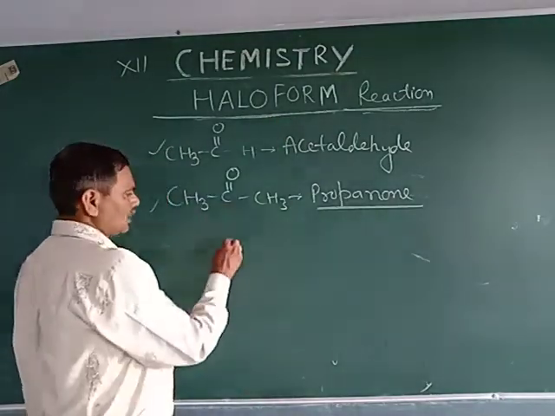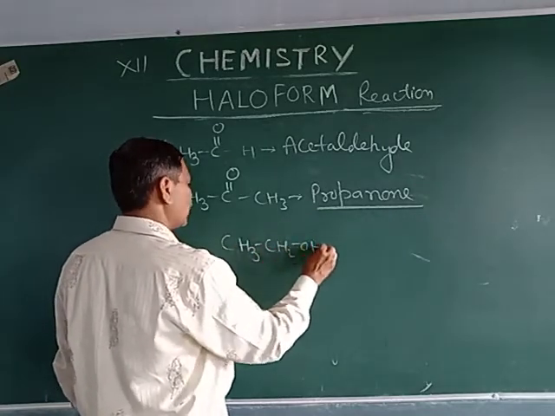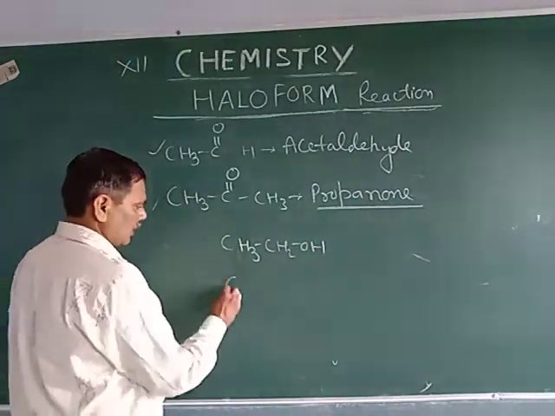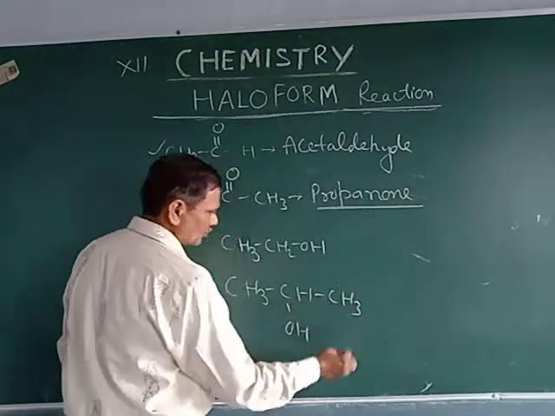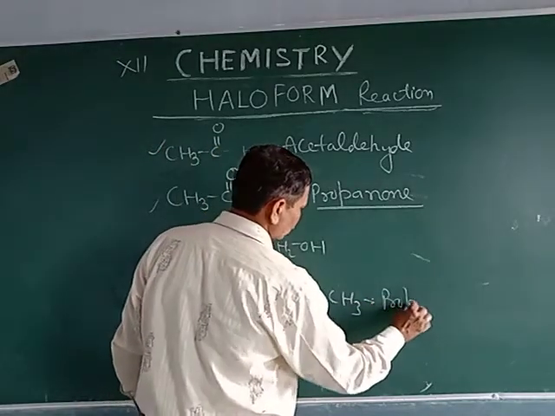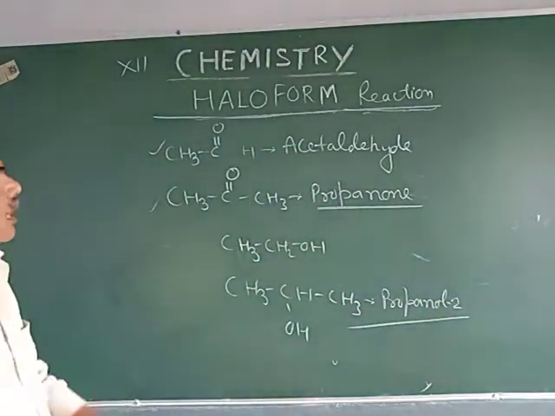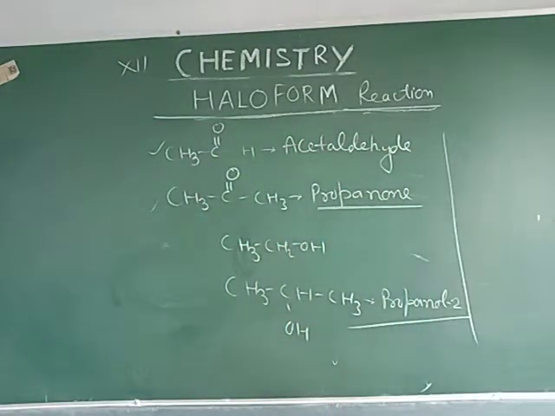Apart from this, ethyl alcohol, CH3CH2OH, also gives the haloform reaction. And propanol-2, CH3CHOHCH3, also gives the haloform reaction. In your exams, the haloform reaction of these four compounds is generally asked. Acetaldehyde, propanone, ethanol, and propanol-2 give the haloform reaction.